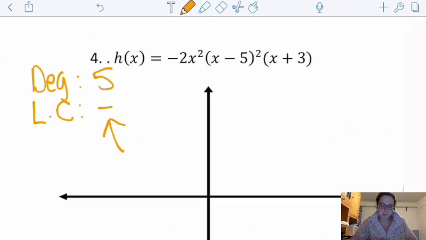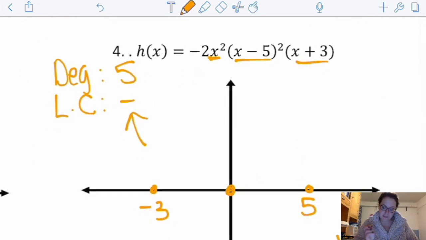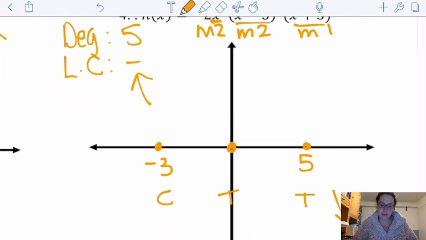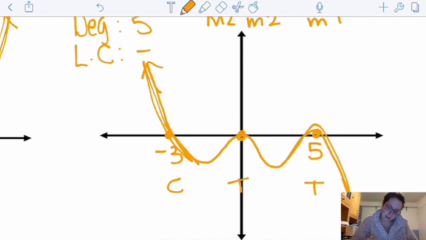Now our zeros, this would be 1 at 0. This would be 1 at 5. This would be 1 at -3. And the multiplicity of this one is 2. Multiplicity of this one is 2. Multiplicity of that one is 1. So it is going to cross at -3 and then touch at the other 2. So here's what this should do. It should cross here, and then it's going to touch and come down like that.